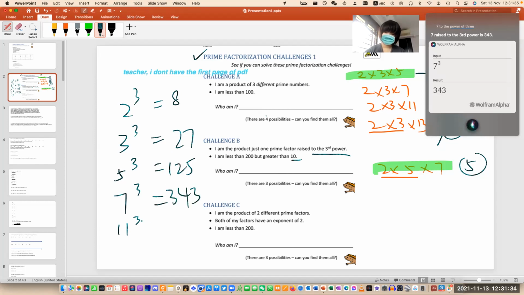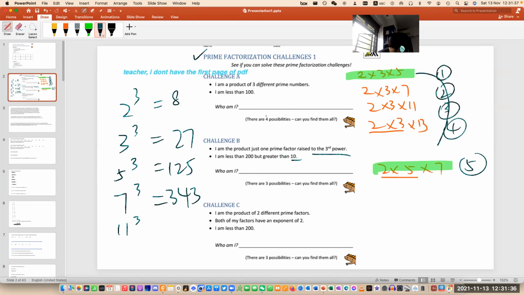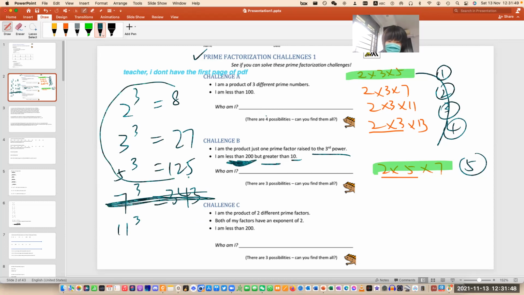11 to the power of 3 is definitely more than 200 already. So I don't need to go on. I stop here already because they want less than 200. So probably these are the answers, but they must be greater than 10. So I need to ignore this as well. So I need to delete this. Then I just pick these two.